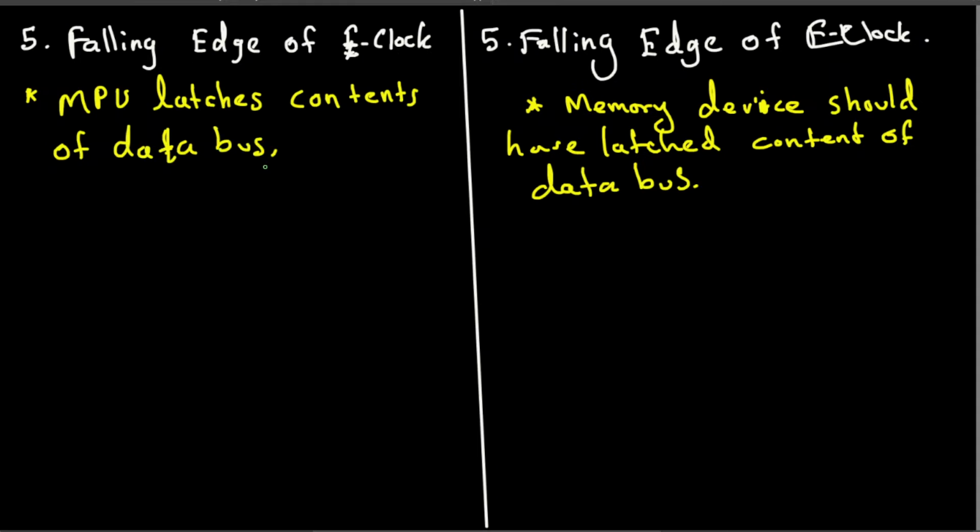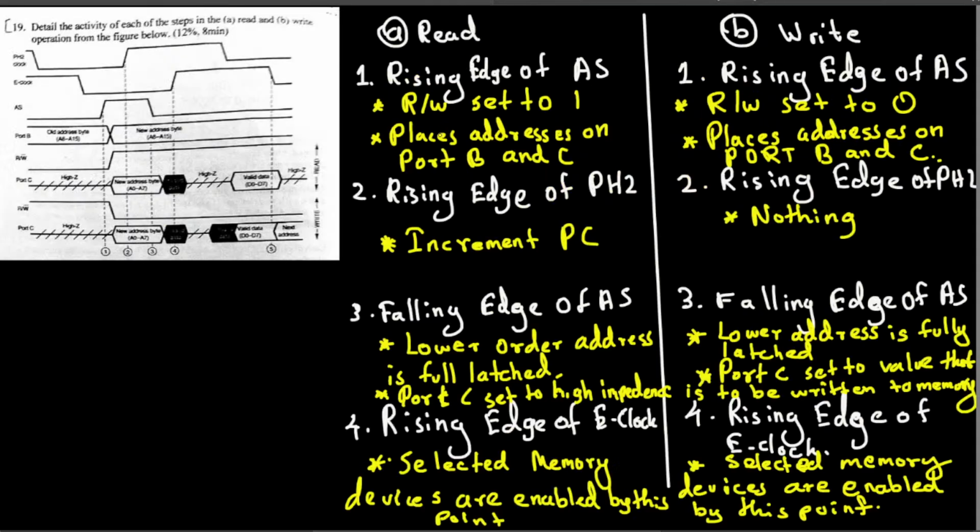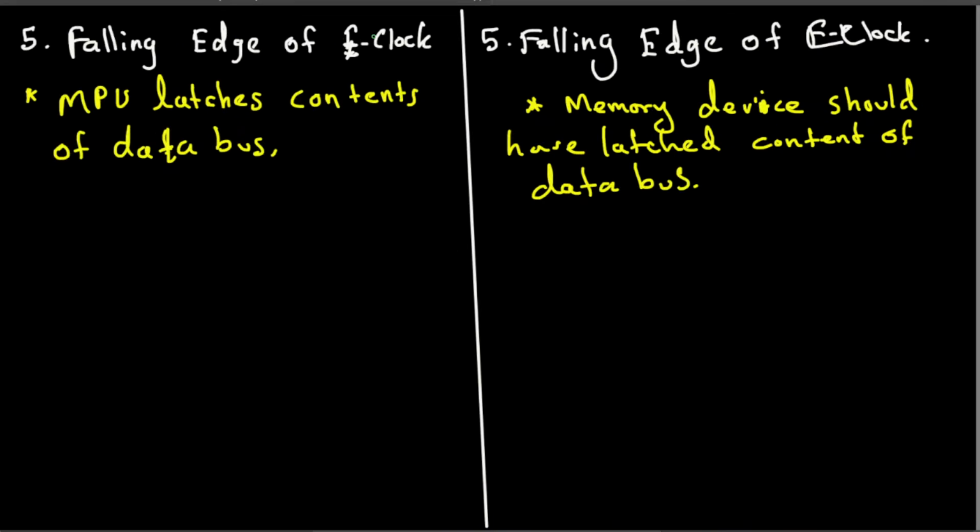This is the behavior of an MPU during the read and write operation. At the rising edge of AS, during the read operation, read/write will be set to 1 and it places addresses on port B and C. During read at the rising edge of PH2, the PC is incremented. During read at the falling edge of AS, the lower order address is fully latched and ports are set to high impedance. During read at the rising edge of the E clock, selected memory devices are enabled. During read at the falling edge of the clock, the CPU latches the content of the data bus.